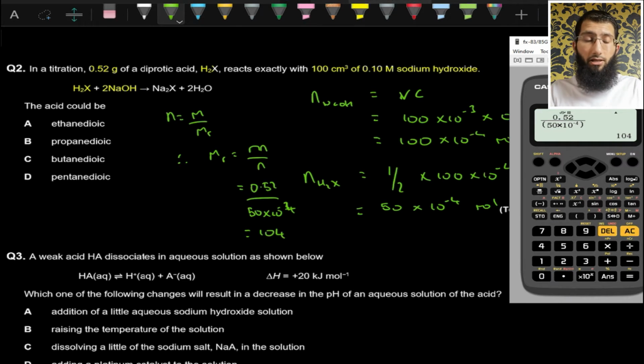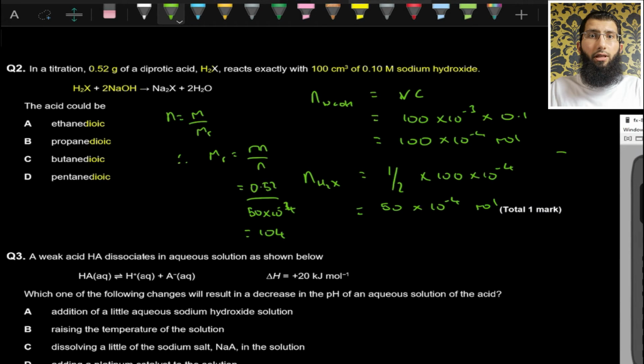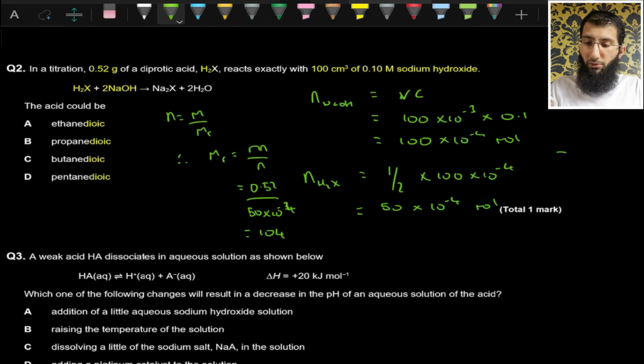We're not given the Mrs of any of them, but what we are told is each one is a dioic acid, oic acid representing a carboxylic acid. So we know we've got two of these groups ultimately. So let's work out the Mr of a single carboxylic acid group.